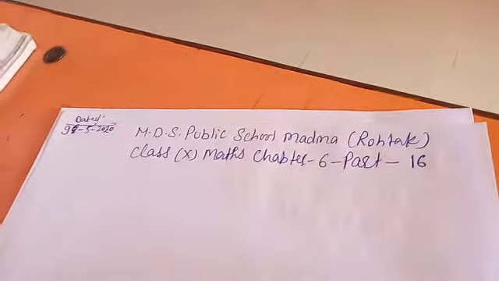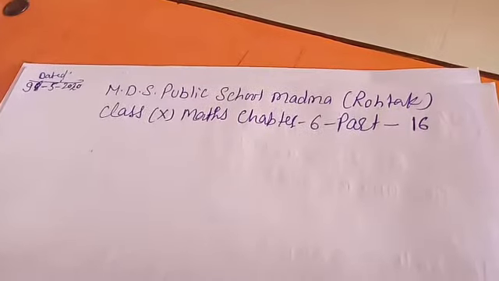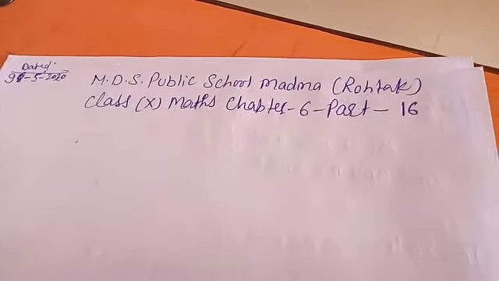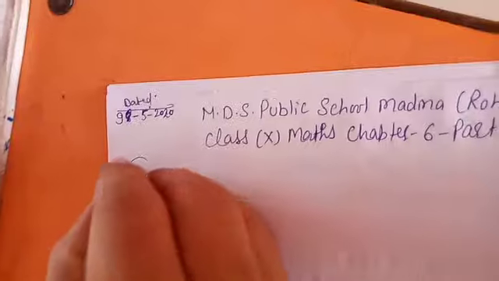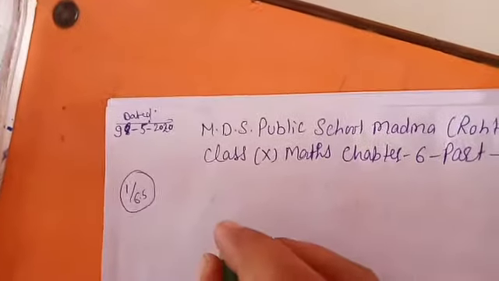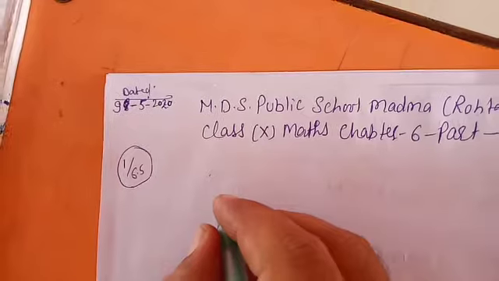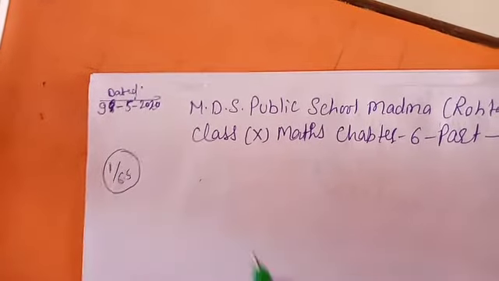So, today we will discuss exercise 6.5 of 10th class mathematics, chapter number 6. Question number 1. I think you have no problem, but I want to tell one or two parts of it. The sides of a triangle are given below. Determine which of them are right angle. In case of a right angle, write the length of the hypotenuse.